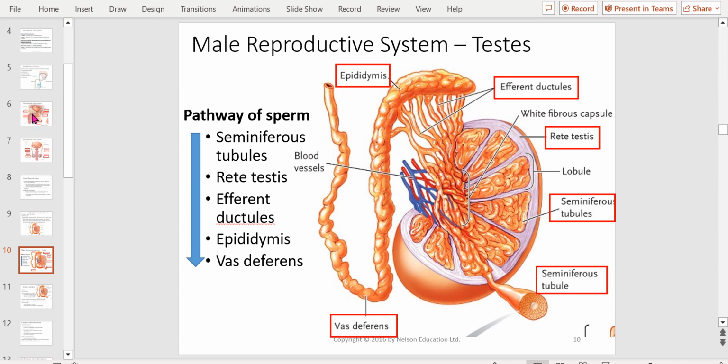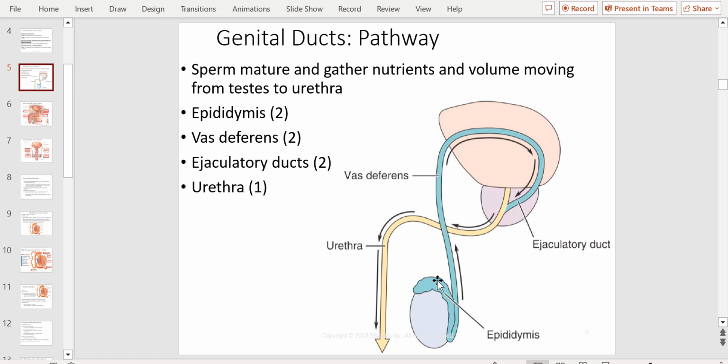I'm just trying to go back to this slide right here. You'll see how it all goes, right? There's your vas deferens. So that previous slide we just looked at took us right to about here. It didn't include the back end of the circuit here.